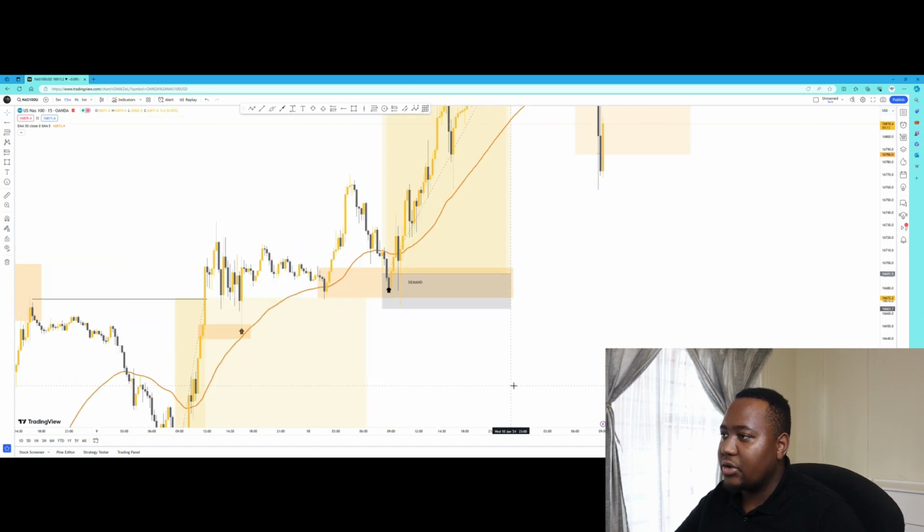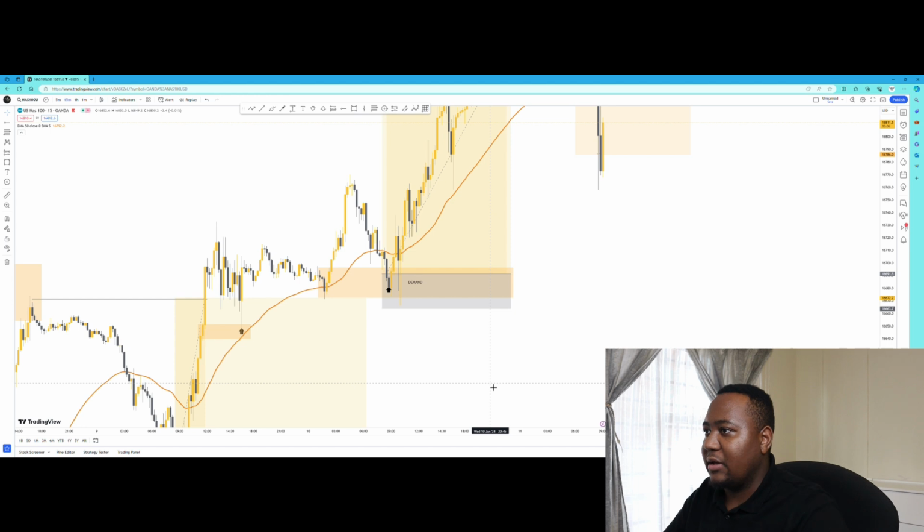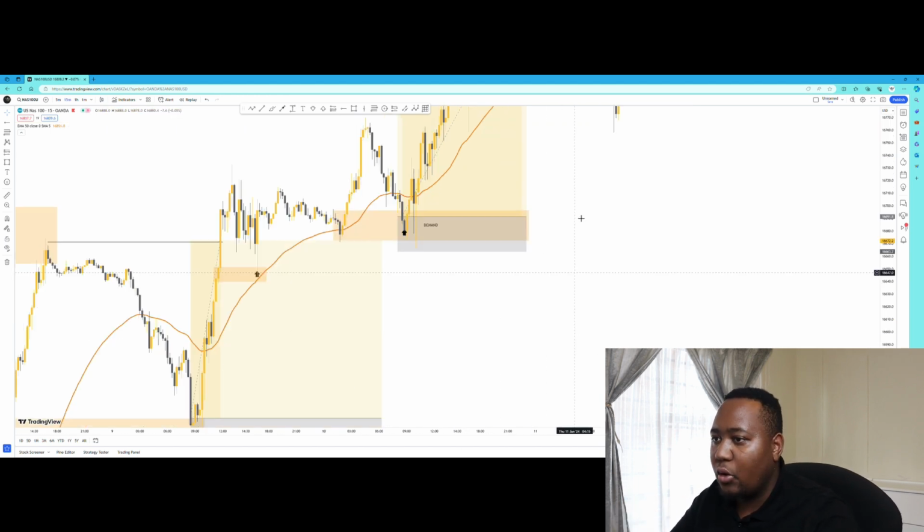Once the market has a fair value gap on the other trade opportunity, once you get a pullback, it's going to hit directly on that demand, or vice versa, a supply. If you don't believe me, let's go all the way down.